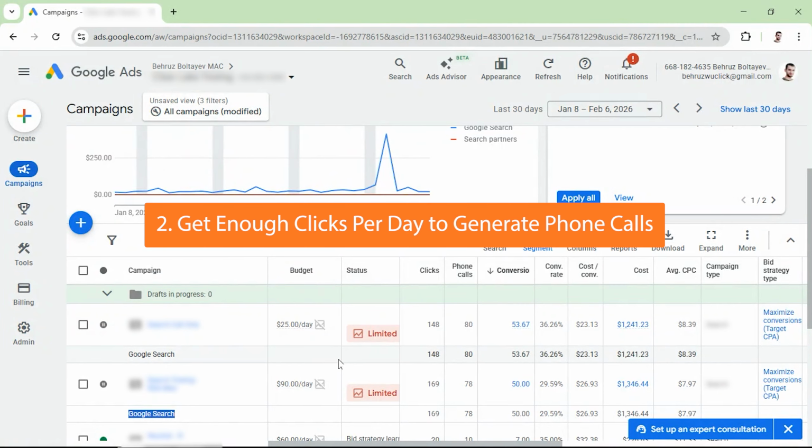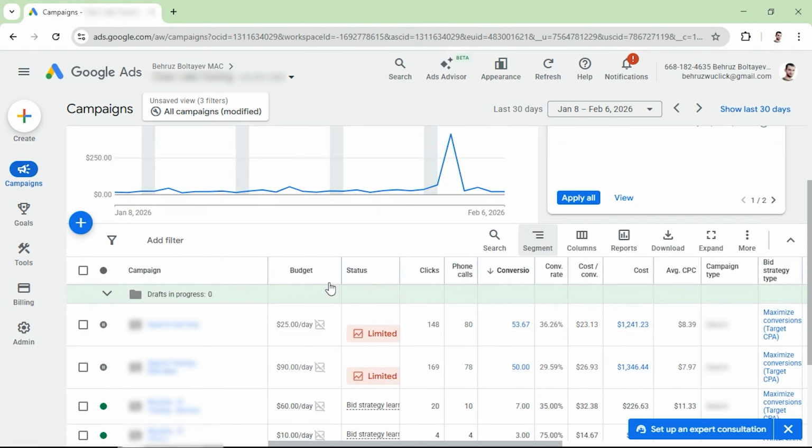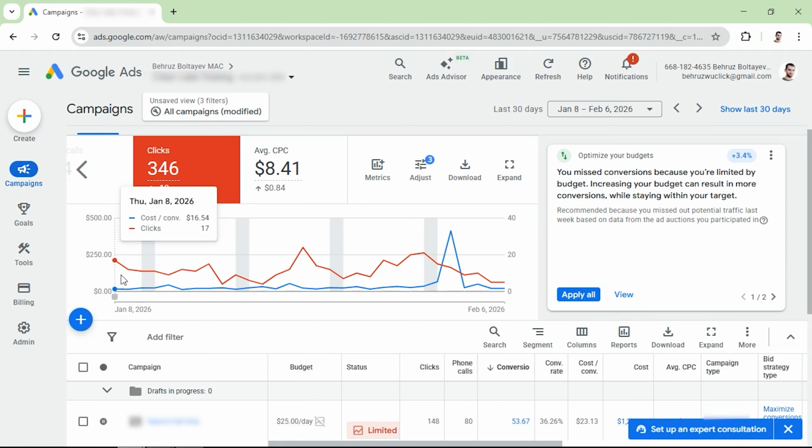And the next thing you should review before saying your Google Ads is not working is that you should be getting enough clicks per day. Let's say you should be getting at least 5 to 10 clicks, and after that you can expect some number of phone calls if you can get that many higher quality clicks per day. Here with our campaign, as you can see, we're getting 17, 12, 11. So on average, more than 10 clicks per day.